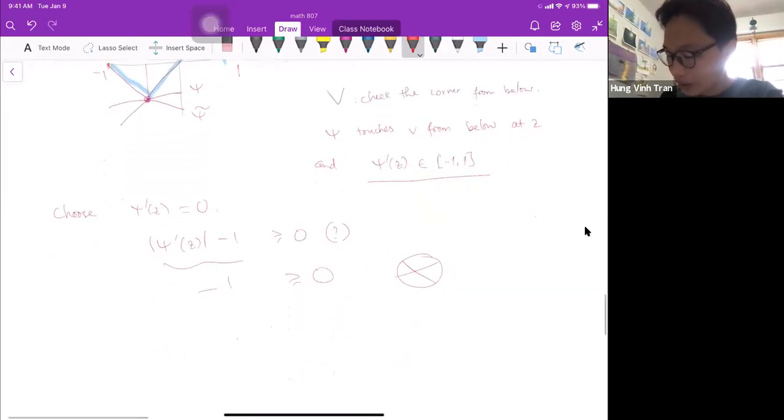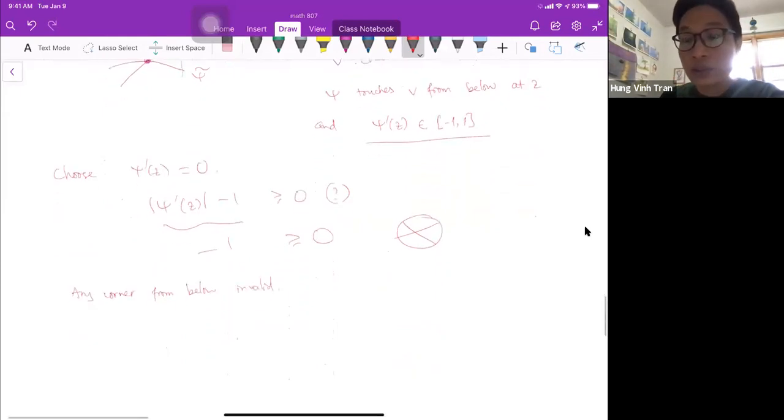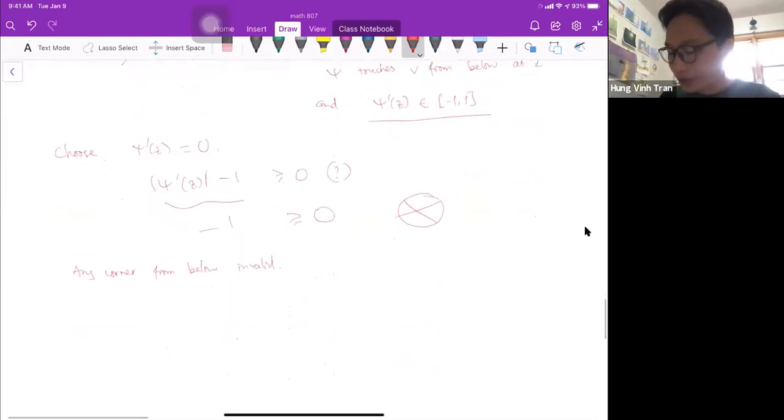So the conclusion is that any corner from below is invalid. Okay, so this allows you to see that you cannot have a graph that has a corner from below. I'm not checking the corner from above. I just leave it for you for fun. Then you can see that your unique viscosity solution is going to be this one.